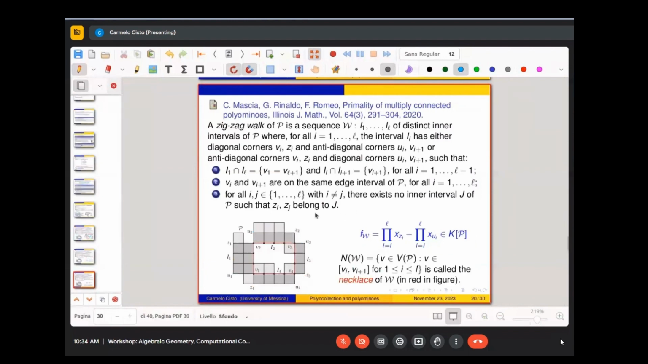And moreover, to every zigzag walk I can associate a subset of vertices that I call the necklace. That is the set of vertices in red. So this one, roughly speaking, is the set of vertices in the inner perimeter of the zigzag walk. So we need the definition of necklace to collect together these vertices in a set.